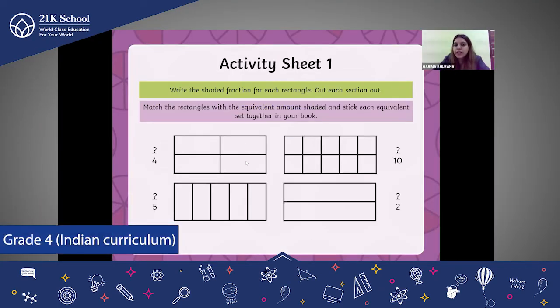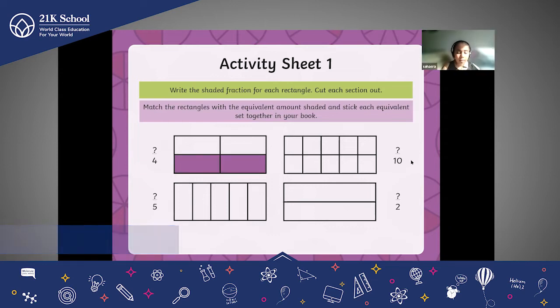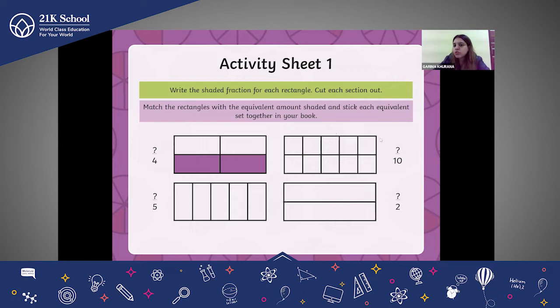So in this part, I'll show you some colored portions, and in the colored portions, you have to tell me how many parts are colored. Okay, Atreya, tell me how many is colored here? In the first one, the fraction will be 2/4. 2/4, that's correct.